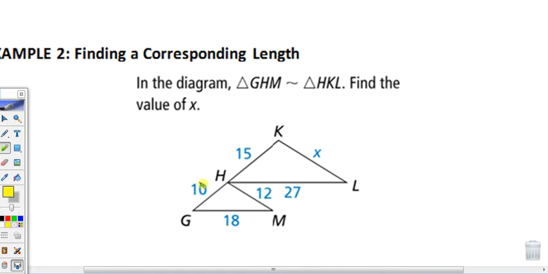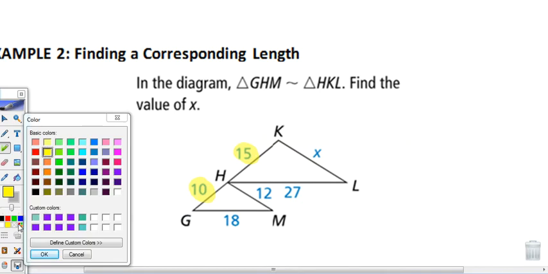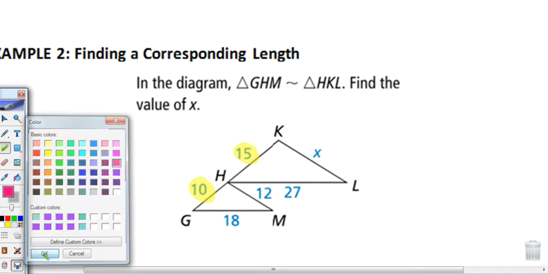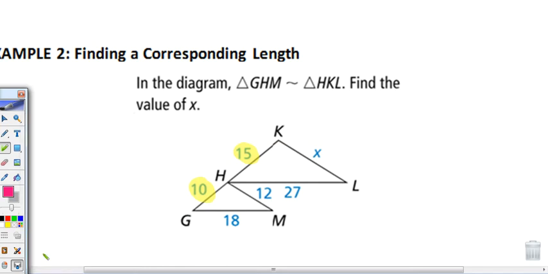How about this? Don't these correspond to each other? Give me another side that corresponds to each other. HM and KL. So HM is what value? 18 and 27. 12 would match the X, and then right here, 18 would match 27. Okay. It says find the value of what, kids?